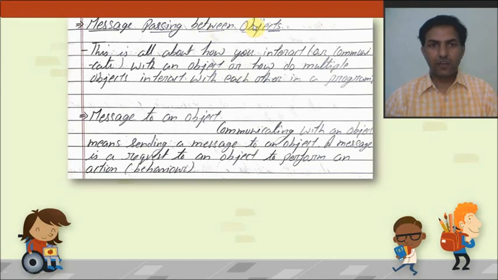Message passing between objects. This is all about how you interact or communicate with an object, or how multiple objects interact with each other in a program. Communicating with an object means sending a message to an object. A message is a request to an object to perform an action, that is behavior.